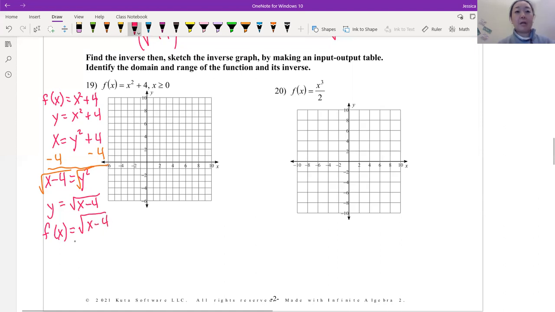So we need to say this is the inverse. We're going to put in that -1 right there. So f -1 of x. We don't say it that way, we just say the inverse of f of x. All right, so step number 1, check. Found the inverse. Now we're going to graph it.